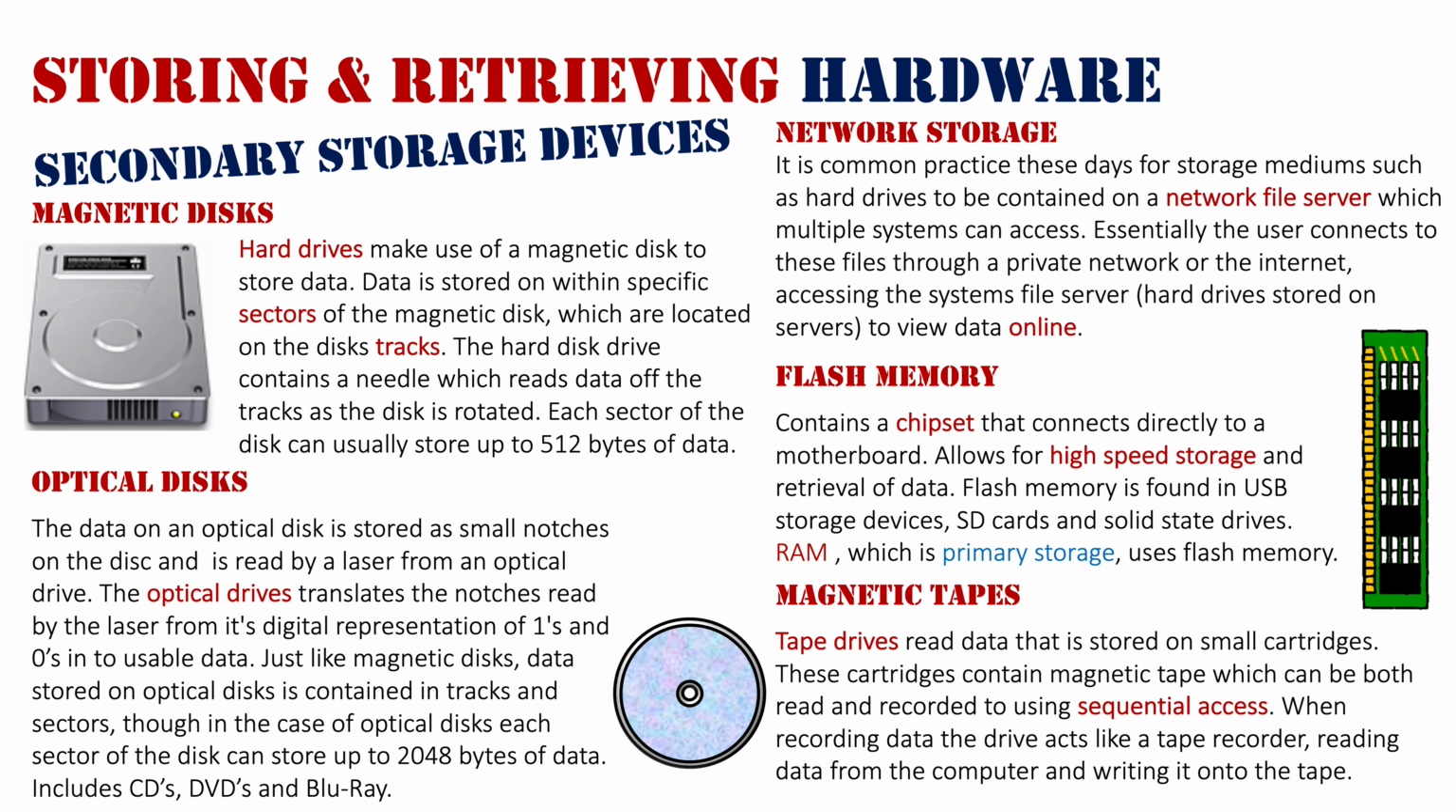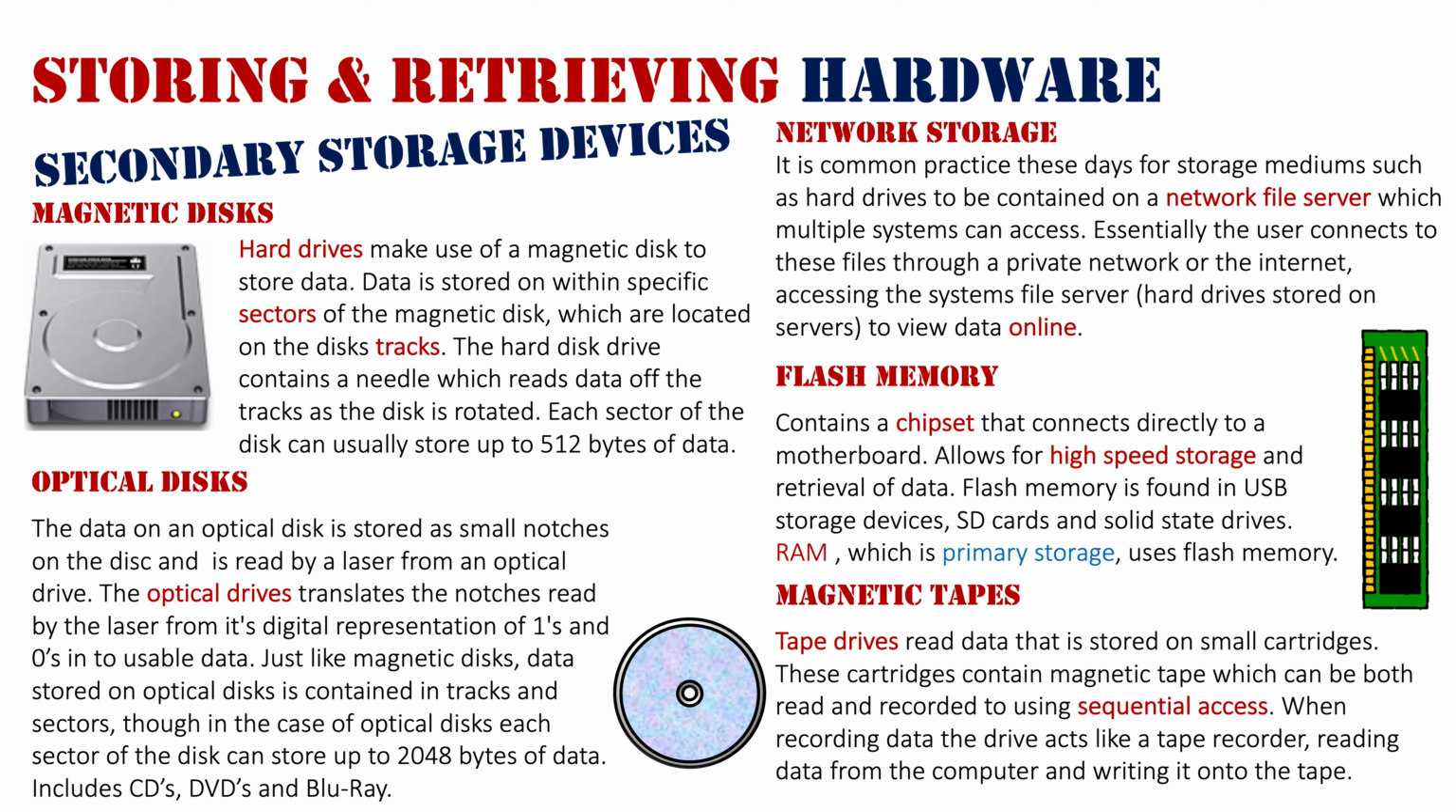The final one we look at is kind of going obsolete, and that's magnetic tapes. So tape drives read data that is stored on small cartridges. These cartridges contain magnetic tape, which can be both read and recorded to using sequential access. This means the data needs to be stored in order. So you play the tape, and then you start playing the data, and it will record the data in sequence.